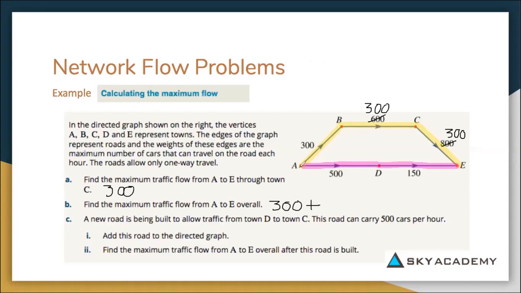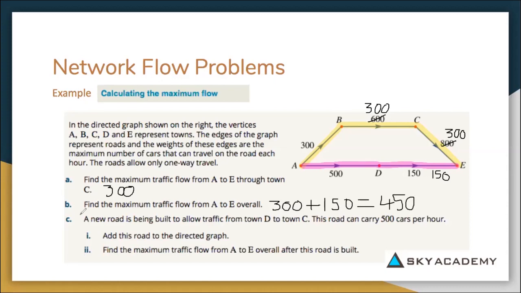The pink route, we have 500 going through, but by the time it gets to D, only 150 flow through. So then we're losing 350 and only 150 can go through. So this one will be full with 150 going through. It will be saturated just as this line AB will be saturated. So now we have 300 plus 150. And so the total that can go through from A to E overall would be 450.